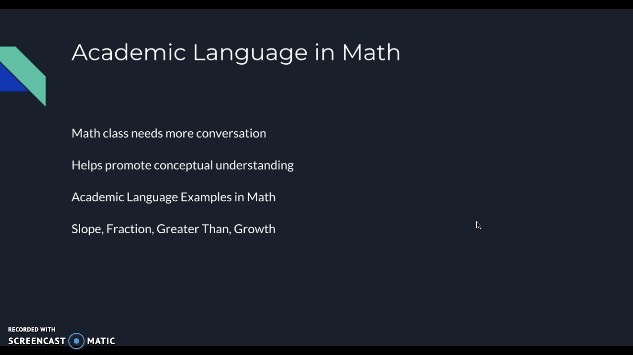Examples of academic language in math, in terms of vocabulary, could be slope. If I was talking about how steep a hill was, or how hard it was going to be to climb, I could say that hill has a greater slope than the other one, as opposed to just saying it's bigger or it's higher or whatever. Slope is a term that anyone who's involved with math would directly be able to relate to. Other examples of academic language in math for vocabulary could be fraction, greater than, or growth in populations. So it's very applicable to the real world.